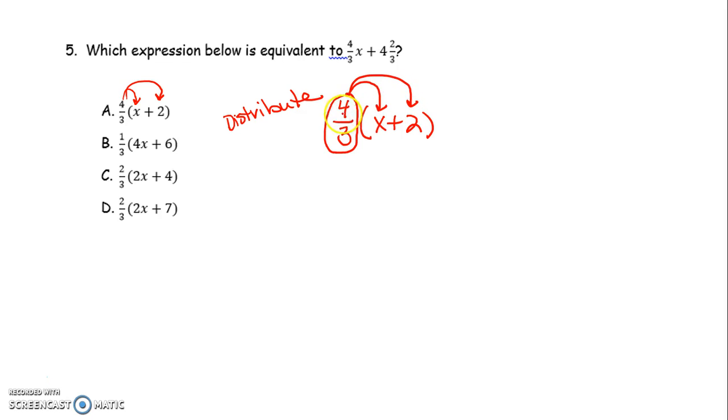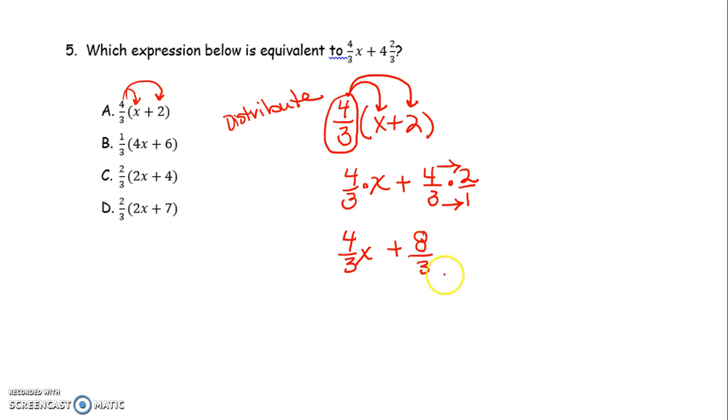I'm going to go ahead and multiply the 4/3 through my parentheses using my distributive property. So I have to do 4/3 times x, keep my plus sign, and then 4/3 times 2. 4/3 times x is just 4/3 x, plus 4/3 times 2. 2 is the same as 2 over 1. Multiply straight across the top, straight across the bottom. 4 times 2 is 8. 3 times 1 is 3.